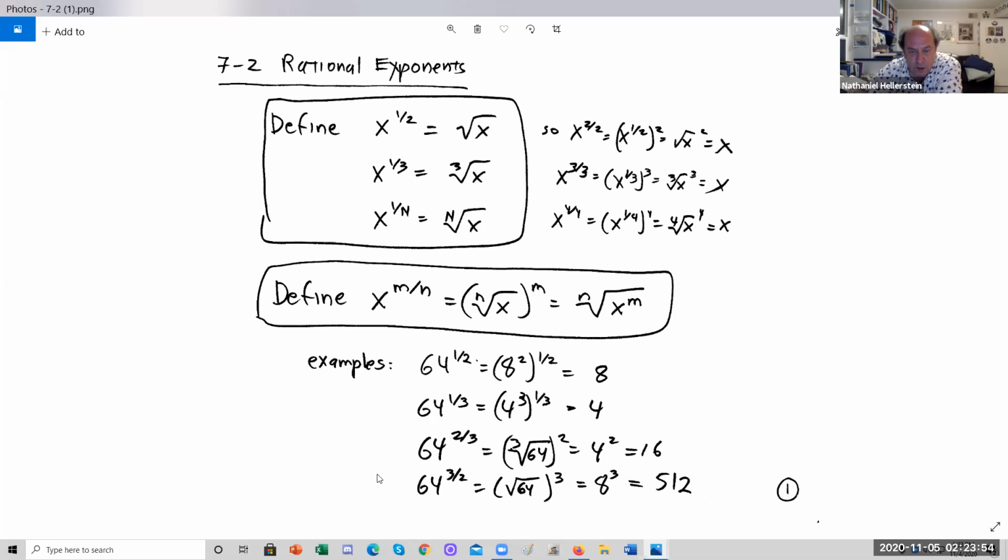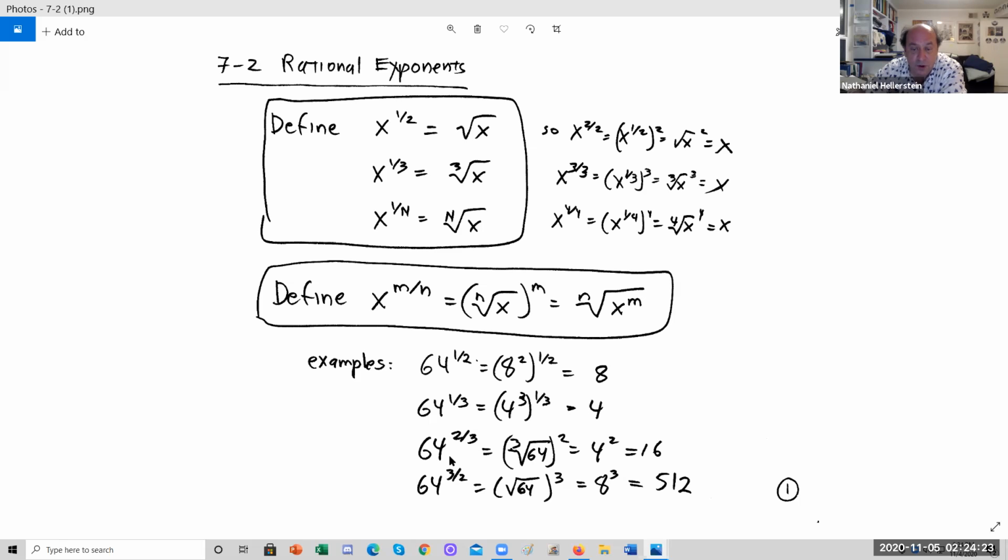So, for instance, 64 to the 1/2 power. Well, 64 is 8 squared. And 8 squared to the half power, 2 times a half is 1, 8 to the first, or 8. 64 to the 1/3 power. Well, 64 is, let's see, 2, 4, 8, 16, 32, 64. It's the sixth power of 2. So it's a third power of 4. 4 to the third, to the 1/3, these cancel, leaves a 4.